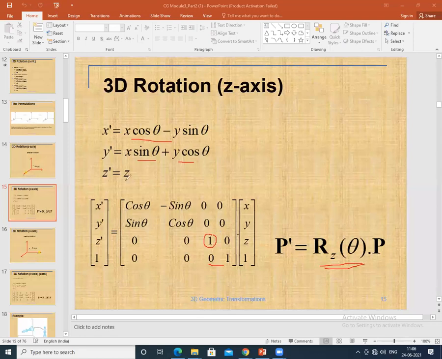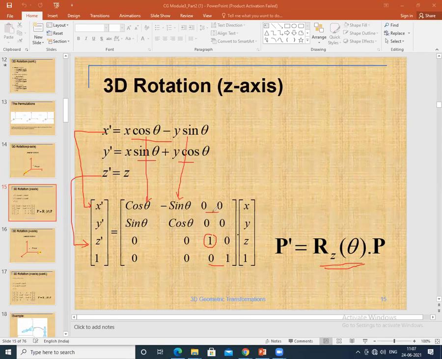Here we have seen with respect to this equation. Similarly, if I tell you to represent these equations as x bar equals x cos theta, this cos theta we have written over here, sin theta we have written here, and no z coordinate, so 0, 0. Similarly, when it is y bar, it is sin theta and cos theta, 0, 0.